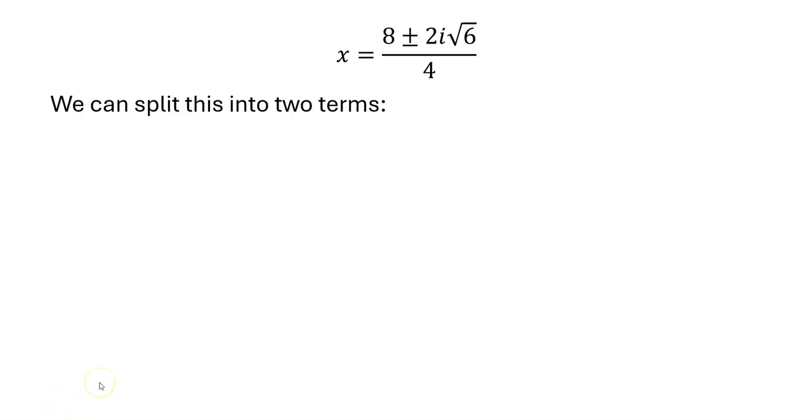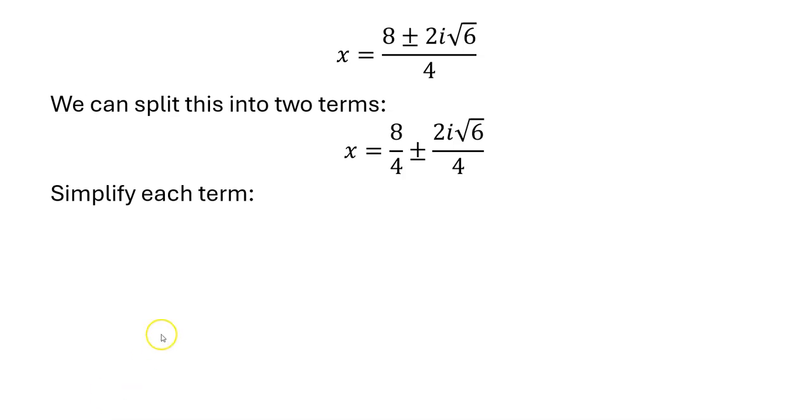We can split this into two terms in order to simplify, meaning in the numerator we have 8 plus or minus 2i radical 6. All of that is over 4. So I can change that to be 8 over 4 plus or minus 2i radical 6 over 4. You'll notice that each term can be simplified.